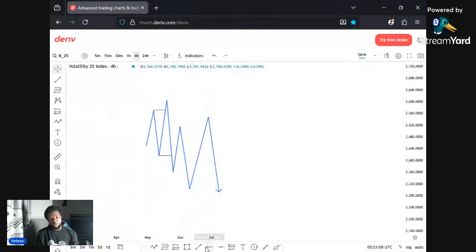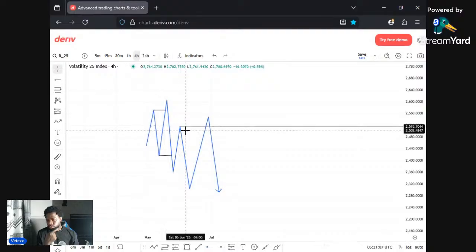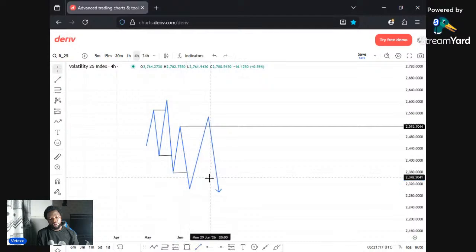Rule number three, there must be a sweep of liquidity. This is structural liquidity, 50% retracement. This is the structural liquidity that needs to be taken out. And rule number four, there must be a second break of structure in the opposite direction, which is this.